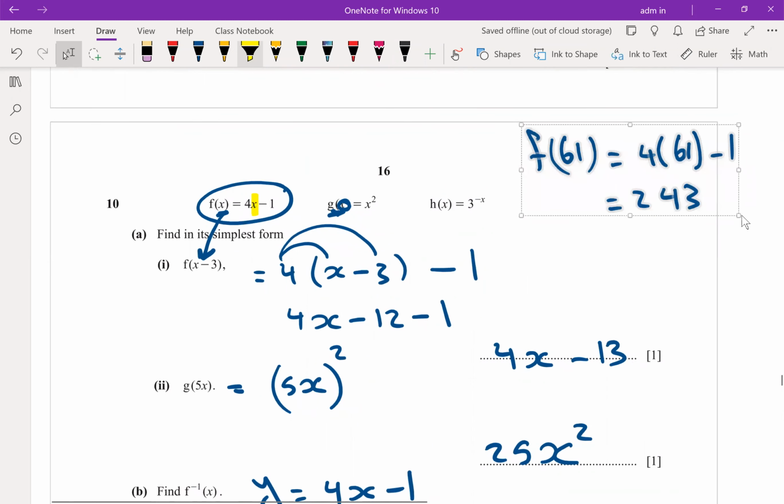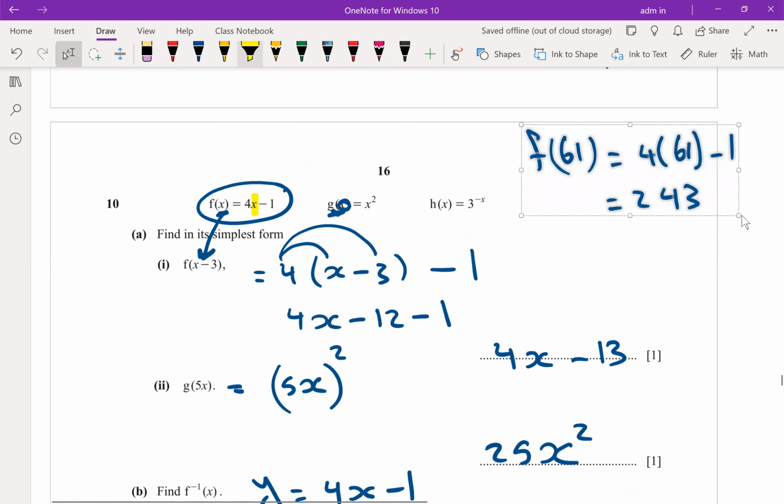Question number 11. A curve has equation y equals x cubed minus 3x plus 4. Work out the coordinates of the two stationary points, the turning points. How to use differentiation to get the turning point.